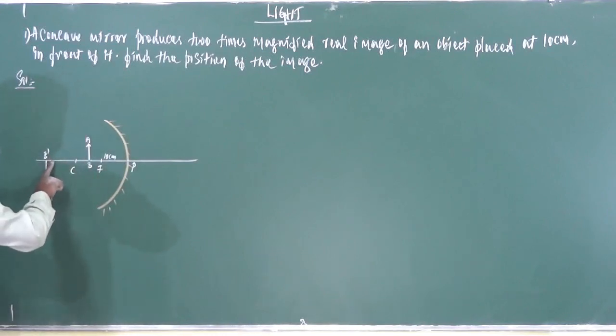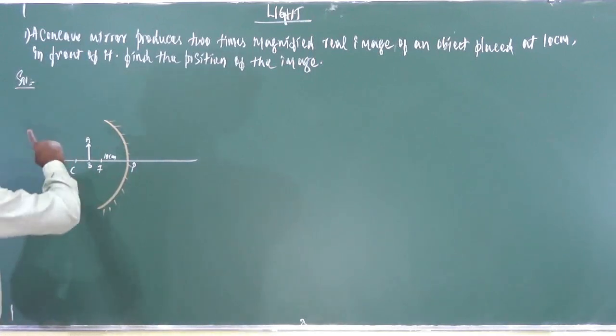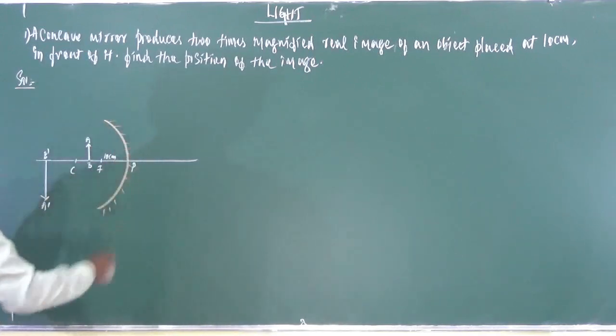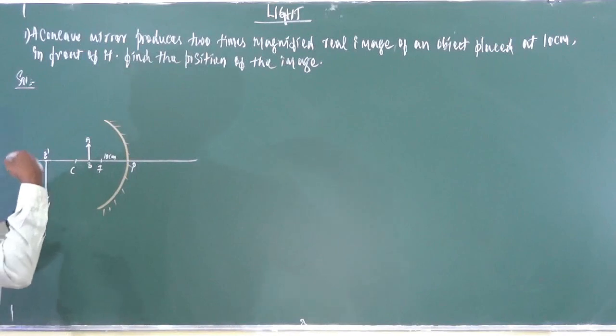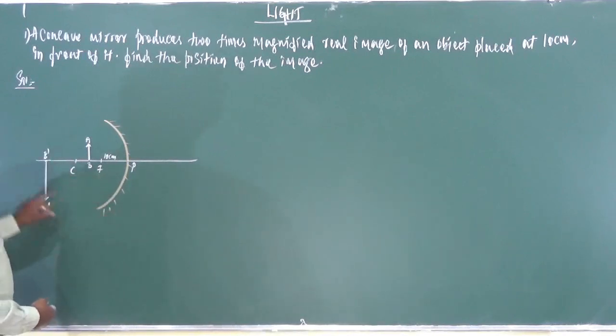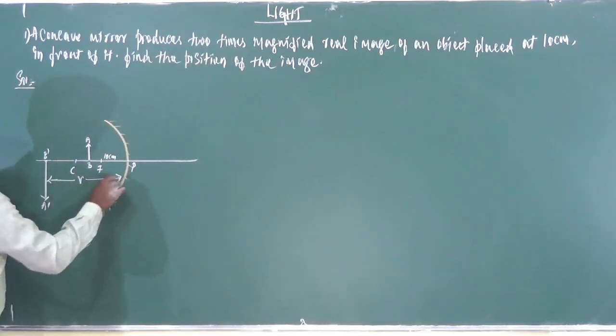So real images are always inverted, so therefore I have drawn the image below the principal axis. Now what we have to find out is the position of the image. Finding the position of the image means the image will be behind the principal axis. So we have to find at what distance the image is formed from the pole of the mirror. That is, you have to calculate the value of V.